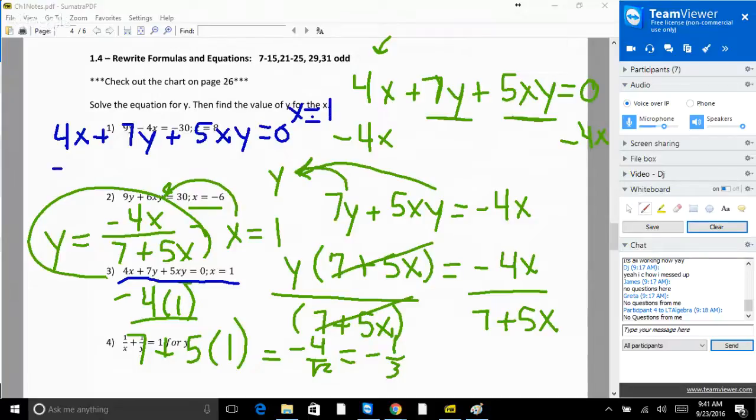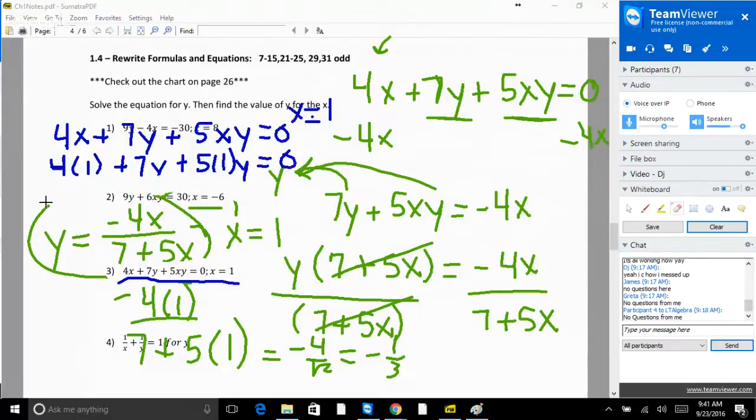So if I plug in x equals 1, I'm going to get 4 times 1 plus 7 times y plus 5 times 1 times y equals 0. I'm running out of room. I'll have to erase a little bit here.